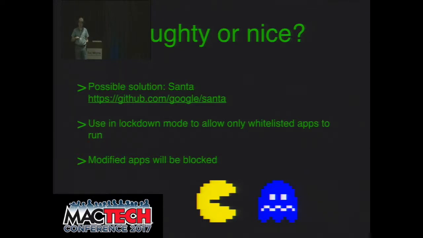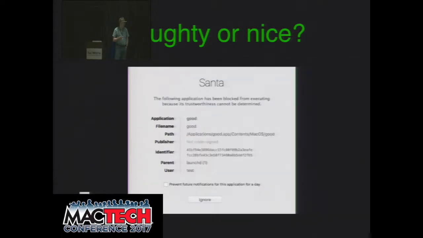And from that point on, once it's in lockdown mode, those apps will be allowed. Anything signed with a whitelisted signature will be allowed. But any applications that have been maliciously modified, or any applications that have been re-signed with a different signature, will no longer be allowed to run. You can see an example here. This is a copy of that good app, and you can see that it's been maliciously modified here. You can see under publisher here, it says not code signed. So Santa is blocking this, not allowing it because it's been modified. It's still signed with a legitimate whitelisted signature, but because the application itself has been modified and that signature is no longer valid, Santa won't allow it. So that's great.